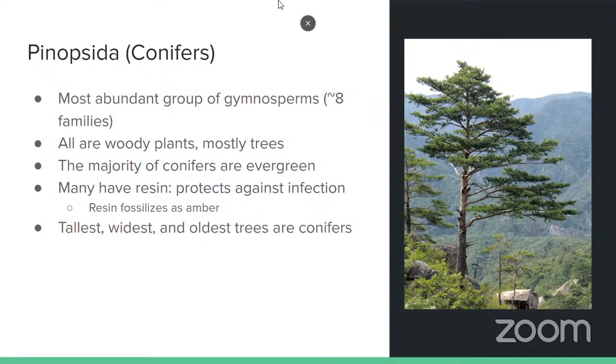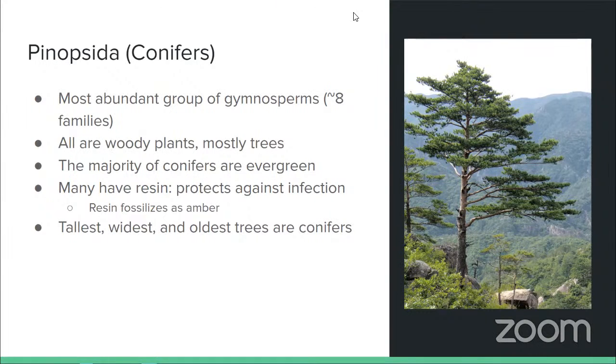We're talking our classes of gymnosperms. The first one we're going to talk about are the Pinopsida. These are our conifers. They're the most abundant group. You see Pinopsida all over Minnesota. We have some out on our front lawn. As you saw, we went out and looked at the spruces and the pines that we have outside.